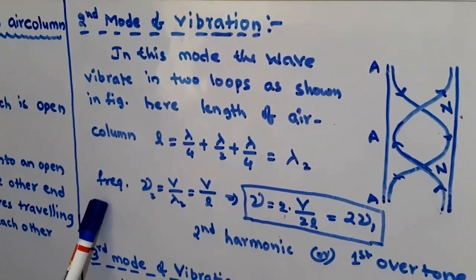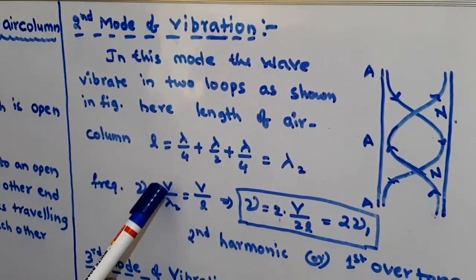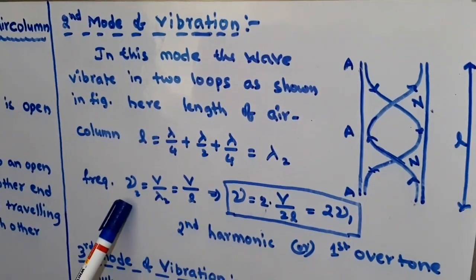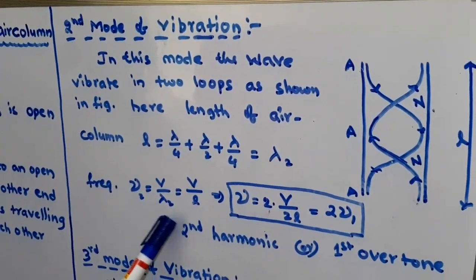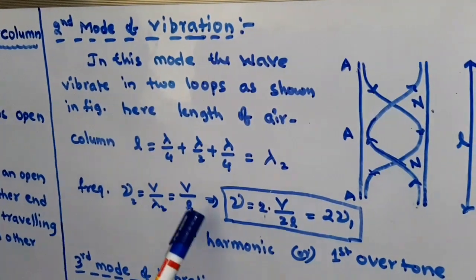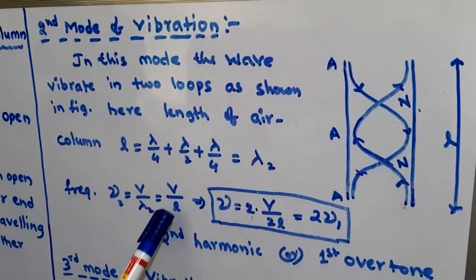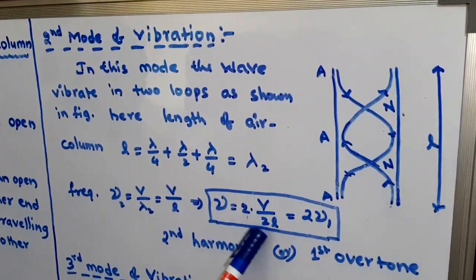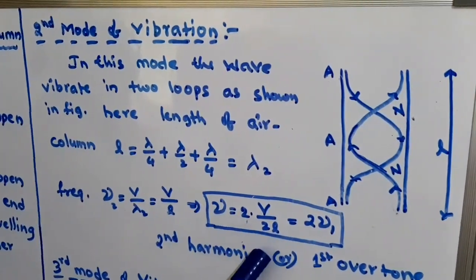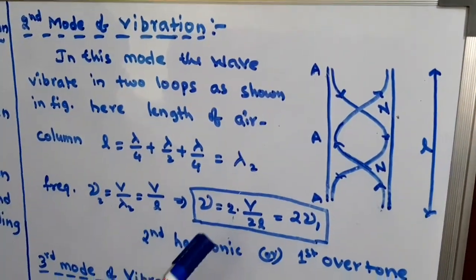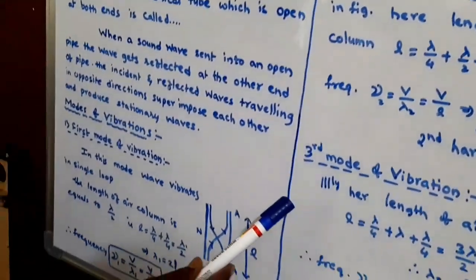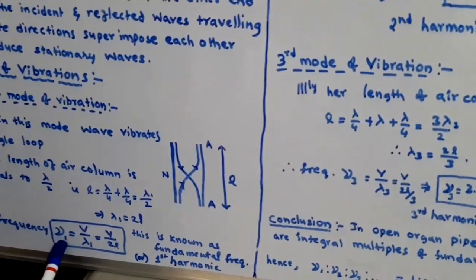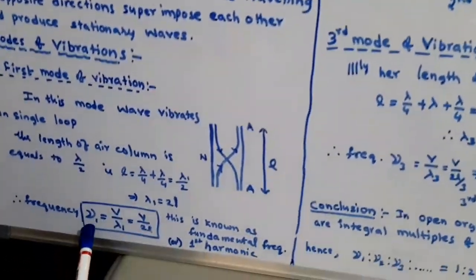So what about the frequency? Frequency is always defined as the ratio of the velocity and wavelength. The wavelength is nothing but lambda 2. Frequency nu 2 is equal to V by lambda 2. Lambda 2 is equal to L. Then V by L. But I multiply and divide with 2, then I get 2 into V by 2L. For our convenience I wrote it here. What is V by 2L? It is the fundamental frequency, that is nu 1, the first harmonic.